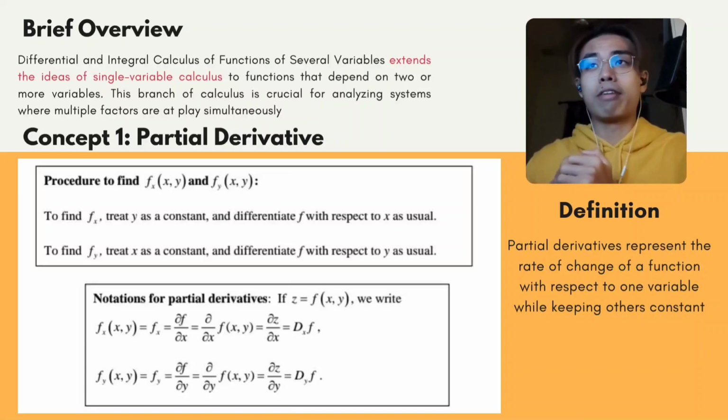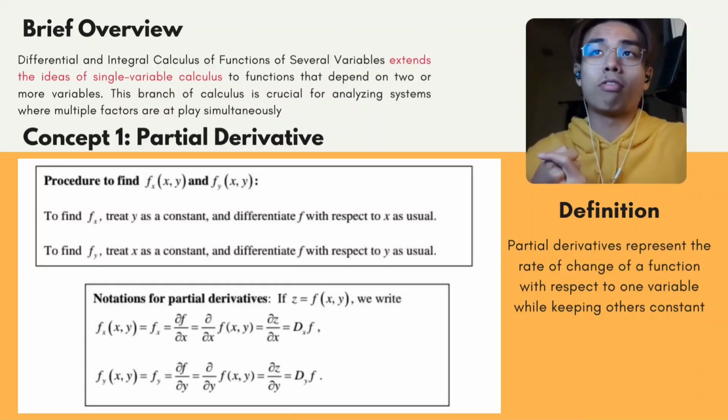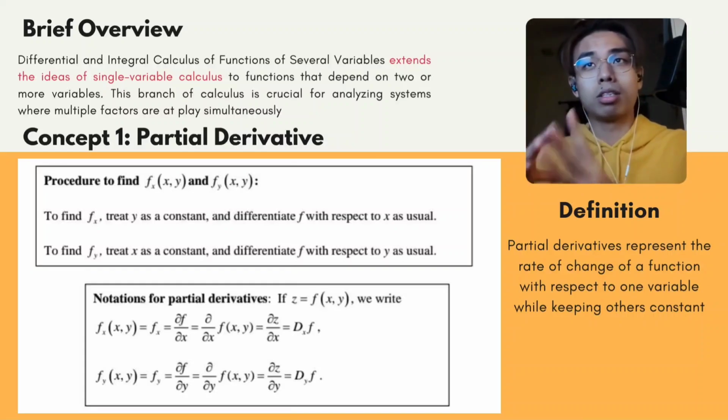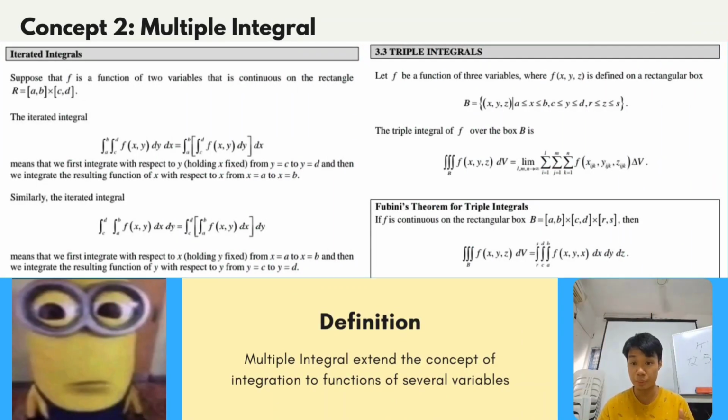In the definition here, partial derivatives represent the rate of change of a function with respect to one variable while keeping others constant. Differentiate x, keep y constant. Differentiate y, keep x constant. There are two concepts of multiple integrals here.